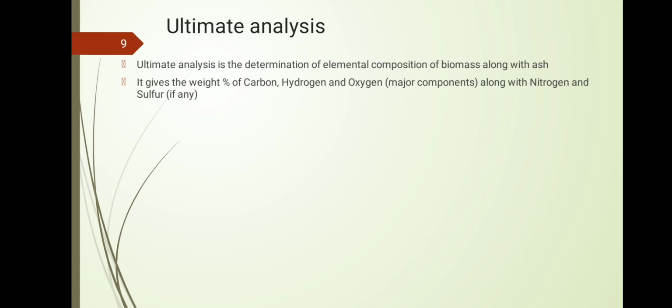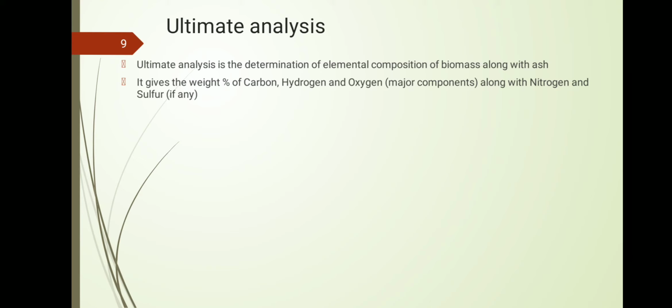Now ultimate analysis is more complex and elemental. We have to determine the elemental composition of biomass along with ash. So what are the important elements? Carbon, hydrogen and oxygen are the major components, CHO. Carbon will be present in every biomass, hydrogen also will be there, oxygen will be there. And along with this we have some trace elements like nitrogen and sulfur, in very small quantities. Sulfur etc. will be very less. In some biomass it will be zero.